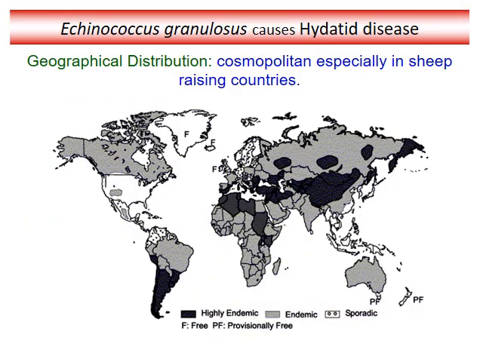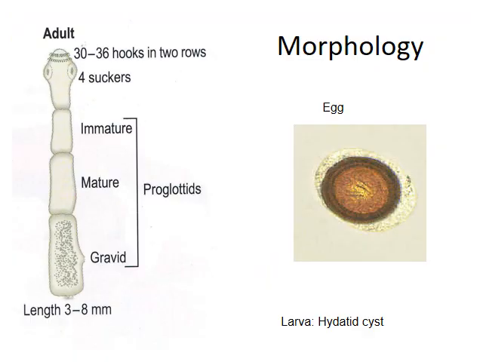Echinococcus granulosus is worldwide in distribution and is especially seen in sheep raising countries. While in India, hydatid disease has been reported from various states like Andhra Pradesh, Tamil Nadu, Maharashtra, West Bengal and Chandigarh. Just like the other helminths, there are three morphological forms of Echinococcus granulosus: the adult form, the egg form and the larval form.